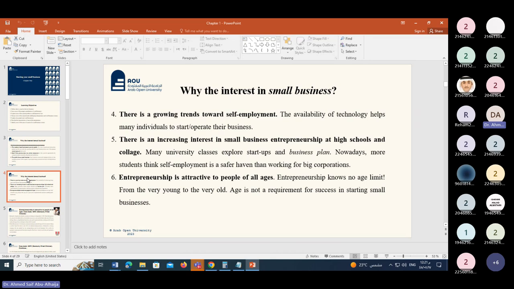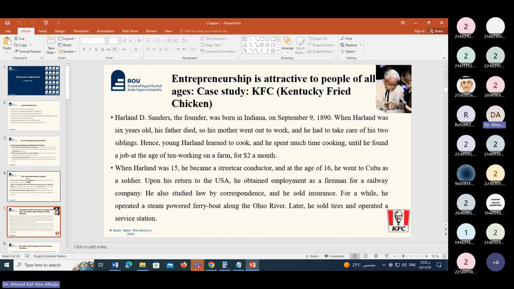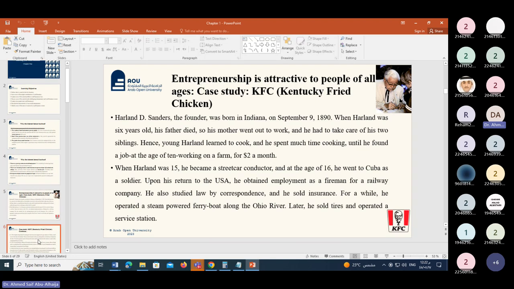Number six, entrepreneurship is attractive to people of all ages. You can start your business at the age of 15, yes. 20, why not? 30, that's okay. 50, it's not too late. 70, maybe, yes. Who can forget Kentucky Fried Chicken, right? He started his business in his 60s and became one of the millionaires. So there is no limitation saying you cannot start a business in your 40s or 50s or 60s or 70s or even 80. You can have your business at any age, okay? Anyway, guys, this is the case study you need to read about how Kentucky started.